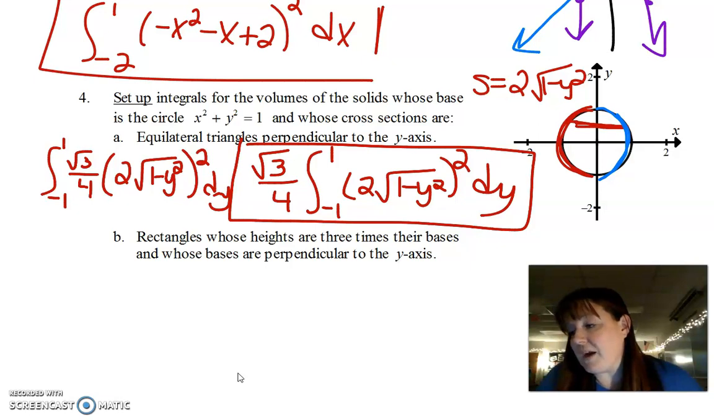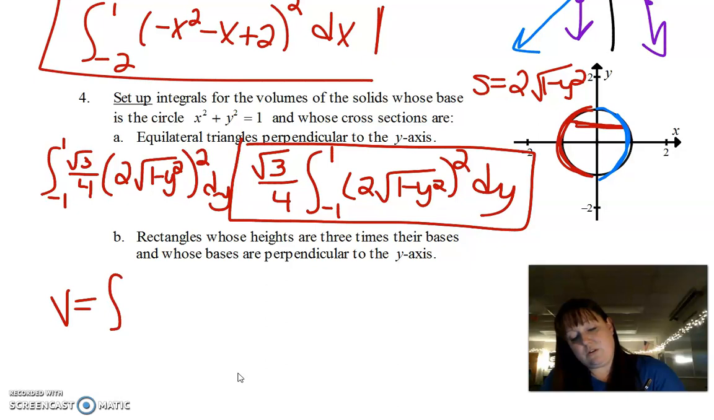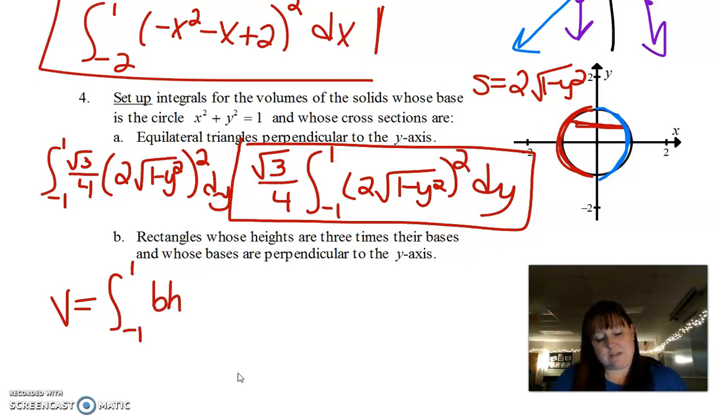And then what if we were rectangles instead? Again, our volume equals the integral from negative 1 to 1, but instead of setting equilateral triangles on top of our circle, we're now setting rectangles on top of our circle. What is the area of a rectangle? Well, it's base times height, dy, because they're perpendicular to the y-axis. They're still going on this red line right here. They're just rectangles now instead of triangles.